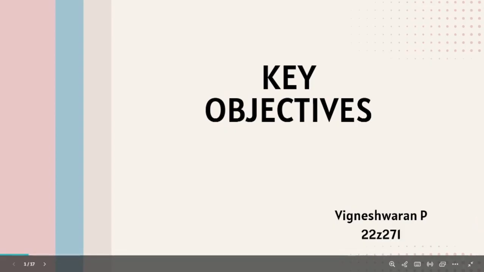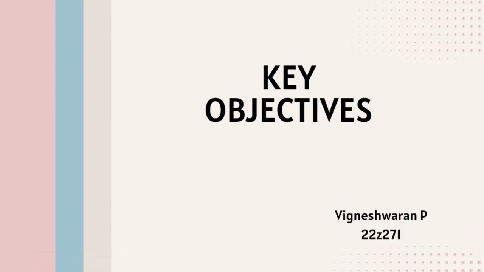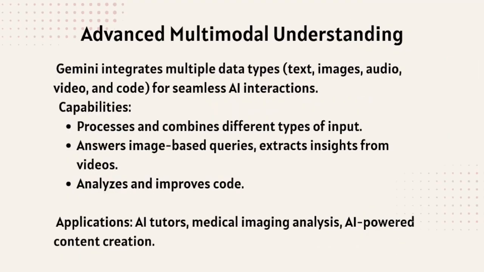I am Vigneshwaran and I am going to discuss the key objectives of Google Gemini. So let's look at the first key objective. It is advanced multimodal understanding. Google Gemini is built to process and understand multiple types of data, which includes text, image, audio, video, and even code in a unified way. Unlike traditional AI models that specialize in only one type of input, for example, text-based chatbots or image analyzers, Gemini can seamlessly combine different types of data sources for more intelligent responses.